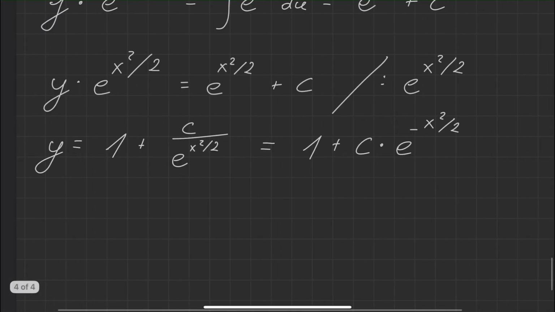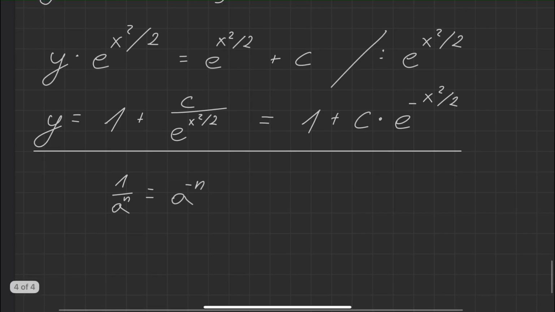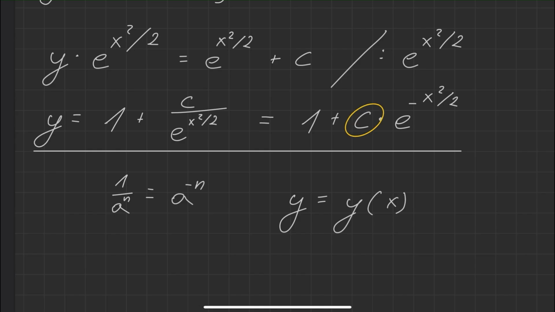Recall that any form like this, so a reciprocal of a power, is equal to that power with a negative sign. So what we have actually found right now is an expression for y as a function of x. Note that we have some kind of initial condition, some kind of a constant that also determines the equation, but we can solve for it if we are given adequate values.